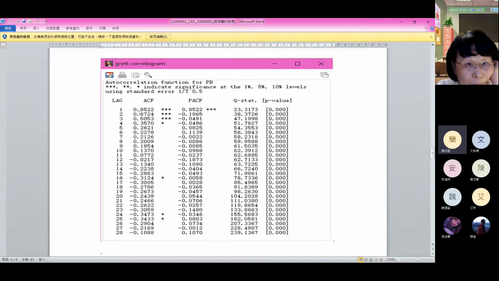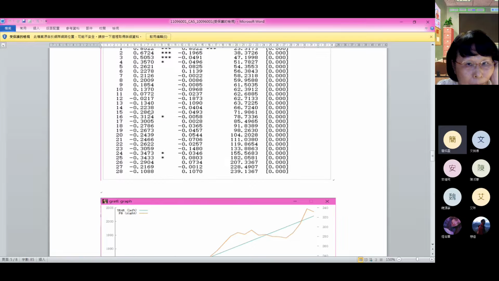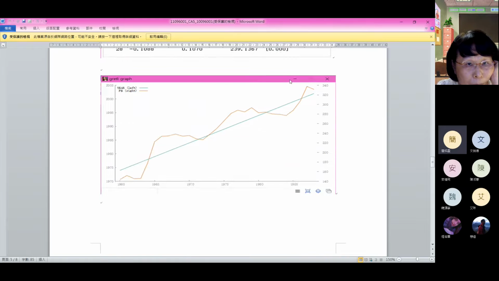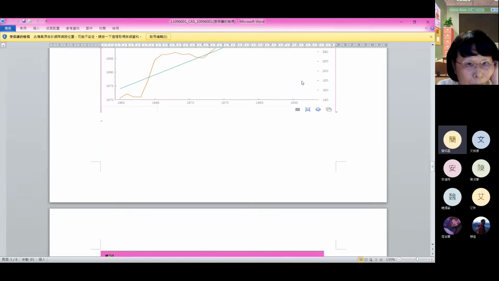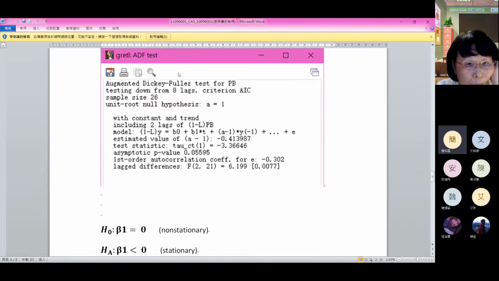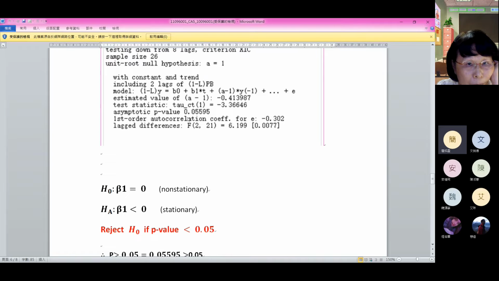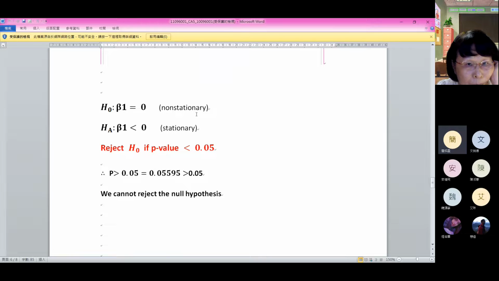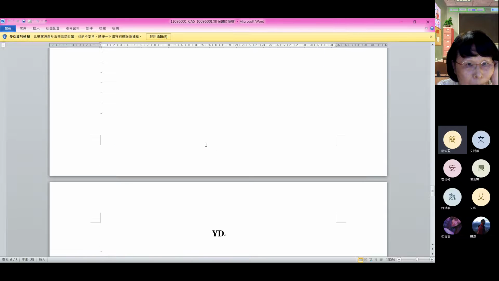And for PB, in this plot the autocorrelation is 0.85, which is also close to 1, so we can think that it is non-stationary. The plot also shows that it is non-stationary. I did the Dickey-Fuller test again for PB, and the p-value is 0.05. The result showed that we cannot reject the null hypothesis, so PB is non-stationary.